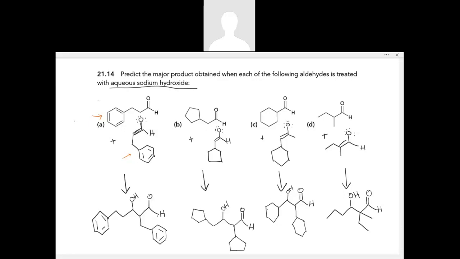So once we form the enolate after we react this aldehyde with a strong base, that enolate will react with the original molecule to form, in this case, a beta hydroxyaldehyde. So let's see here how this would happen.